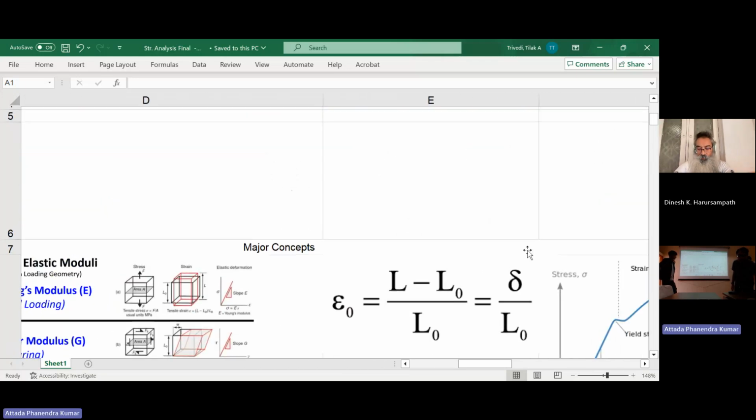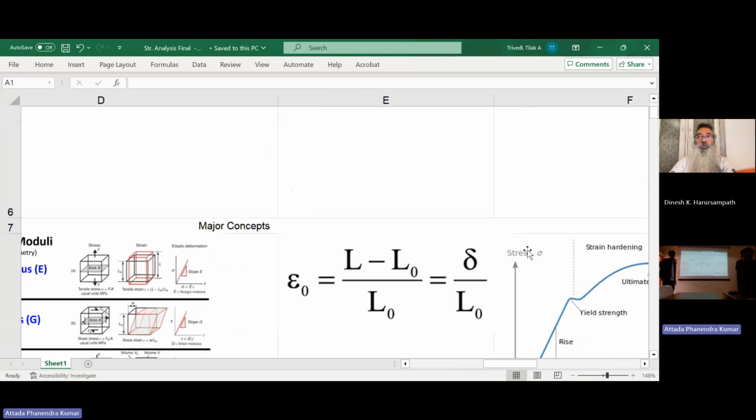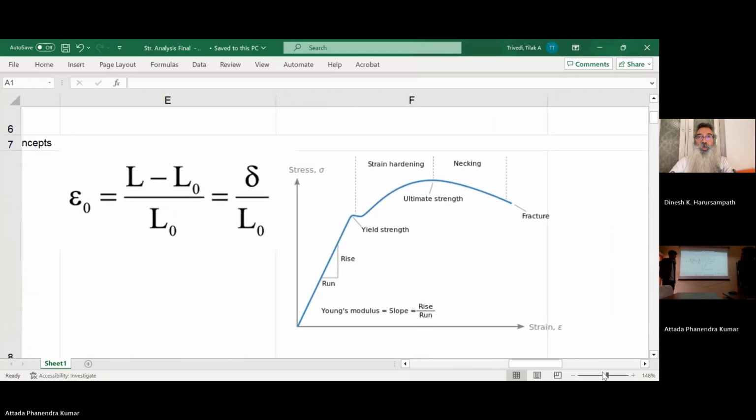And going along with the definitions, we also have the definition of strain, where it's a change in length over the original length. And that's really just a really basic equation. We'll go more in depth on that for sure. So this is the stress versus strain.